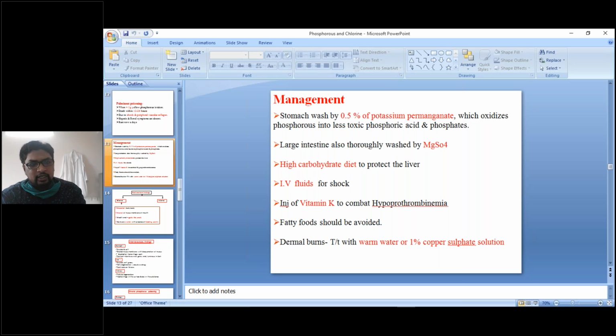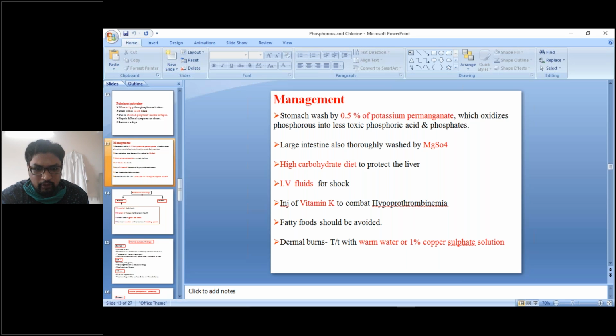How do you manage a case of acute phosphorus poisoning? Routine stomach wash or gastric lavage with 0.5% potassium permanganate, which oxidizes phosphorus into phosphoric acid and phosphates, which are less toxic. And then the large intestine can also be thoroughly washed with magnesium sulfate.